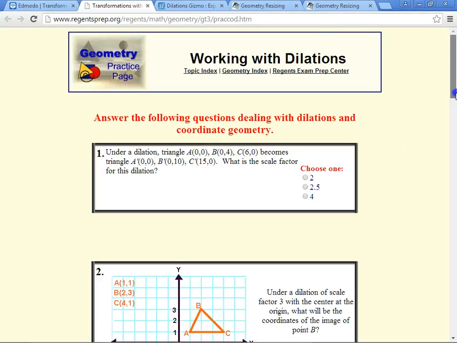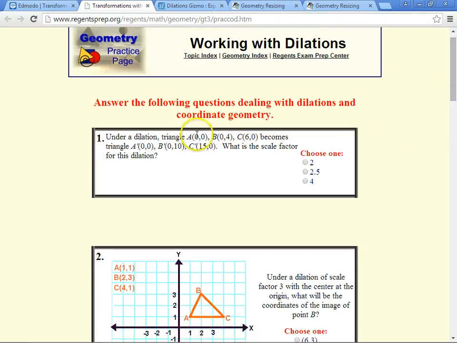So this one here, we're not looking at a graph. We've just got our coordinates. We could certainly draw the picture, but what we want to do is analyze some points. Okay, so A at 0, 0 turned into A prime 0, 0. Difficult to figure the dilation factor with zeros, because 0 times any number is going to equal 0. How about B? 0, 4 becomes 0, 10.